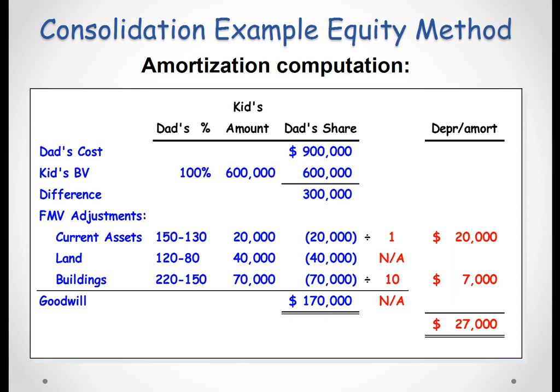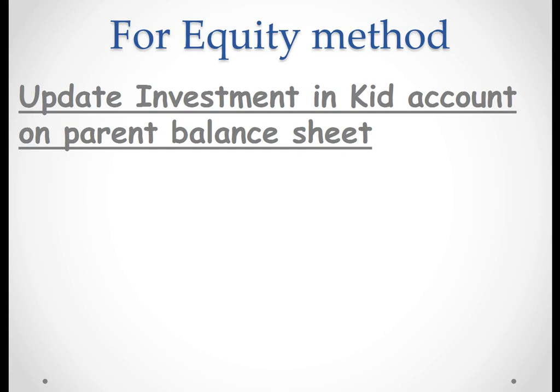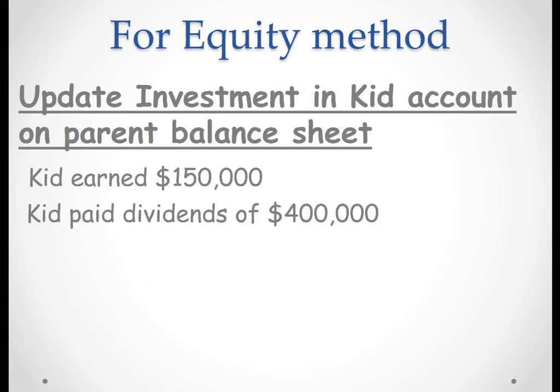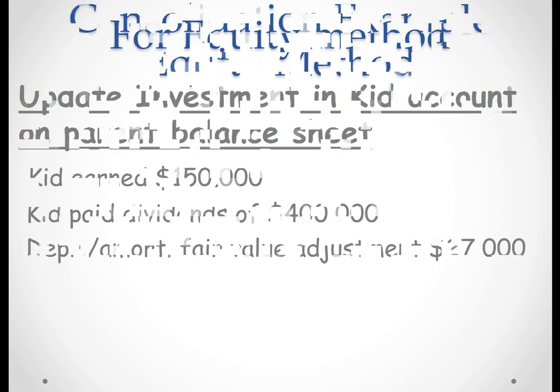So we came up with the current assets. For the first year, it would be $20,000. After that, total of $27,000, but in year 2, it would only be $7,000. All right, let's take a look at the journal entries made on the parent's books. Now, these are actual journal entries. Update the investment in KID account on the parent's balance sheet. KID earned $150,000. KID paid dividends of $400,000. And we have amortization and depreciation of $27,000, year 1.